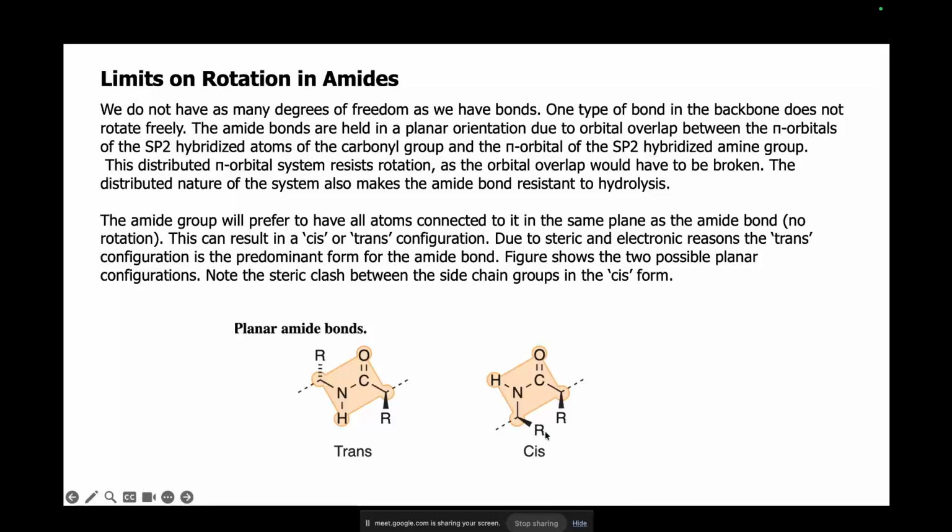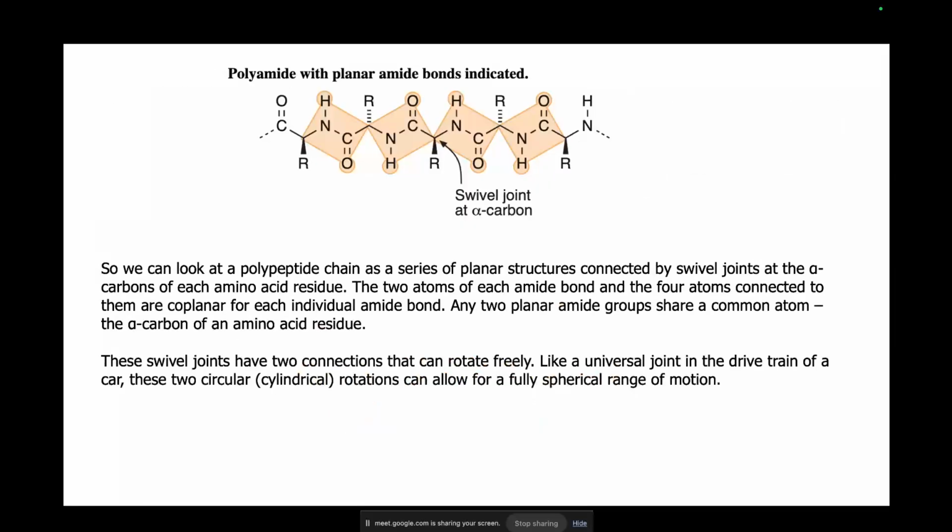So when you have the cis form, you have these two big R groups which are on the same side of the plane, which causes steric hindrance, and basically is not very good in terms of the stability of the protein, right?